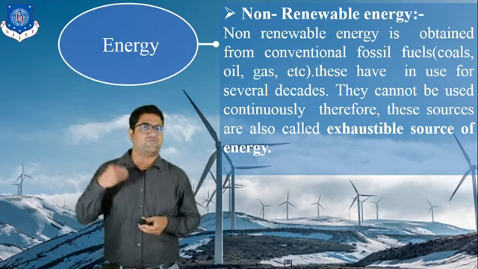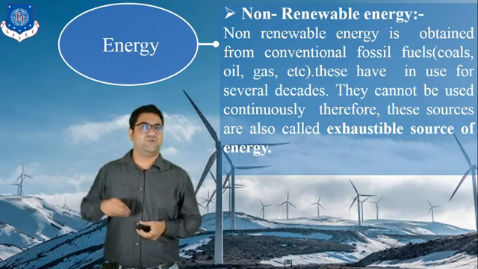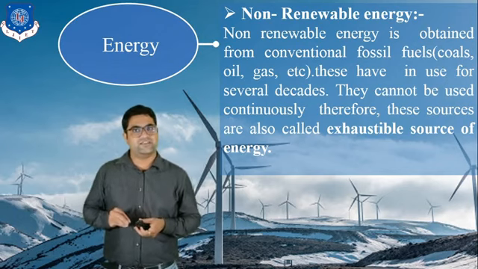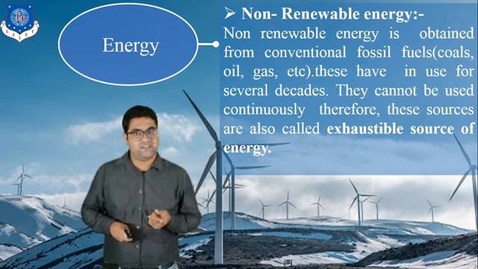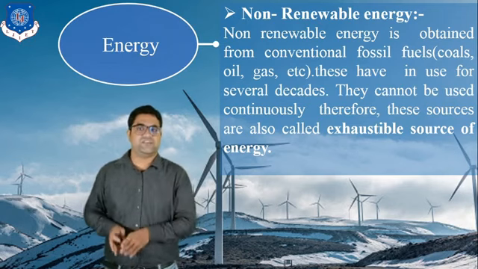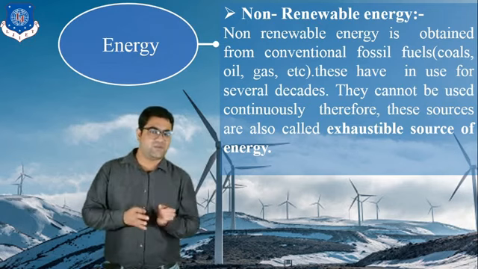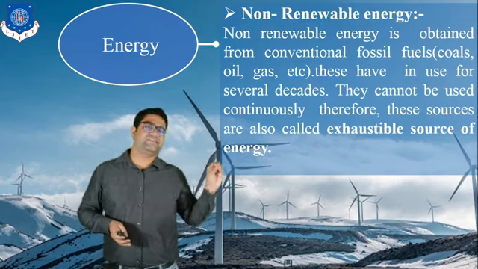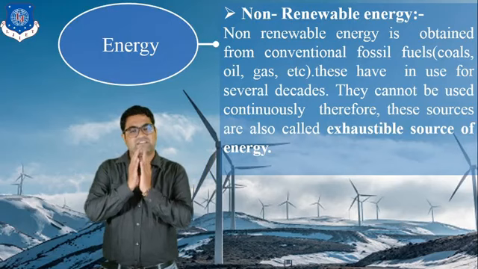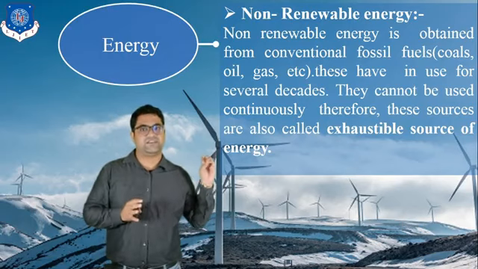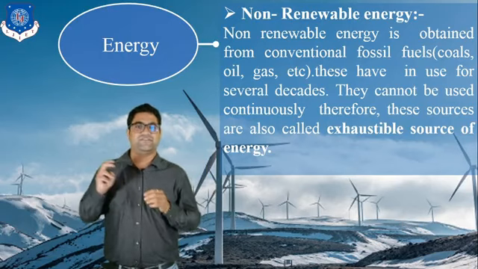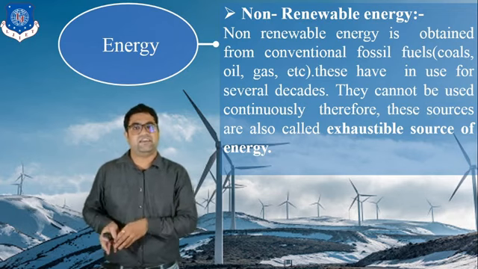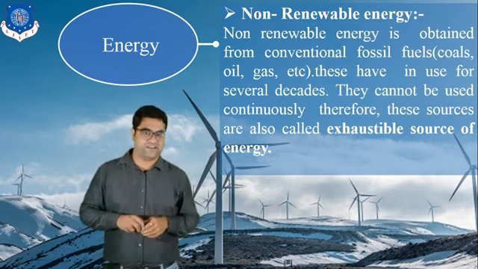So in the thermal power plant, what happens? We use coal as a fuel. By burning the coal we produce heat, and that heat is used to convert water into steam. Finally, the steam is used to rotate the turbine and electricity is generated. So this is the conventional method of producing electricity. The coal is a conventional source of energy and it is a non-renewable source of energy.